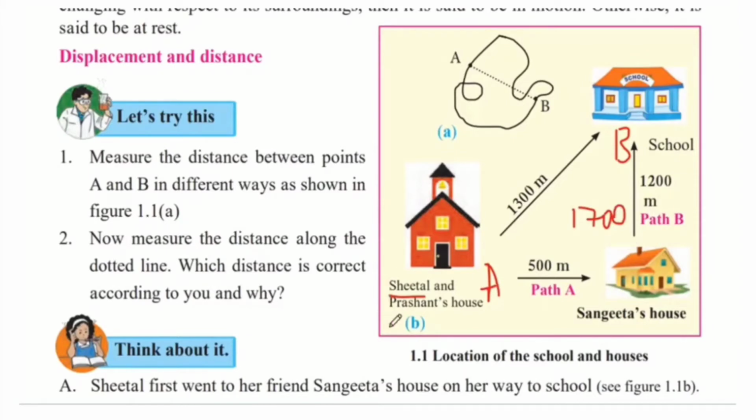But Prashant went from A to B directly. So the distance travelled by Sheetal would be 1700, but the displacement would be the direct line joining A and B, that is 1300. So displacement is the minimum distance that you can travel in order to go from the starting point to the ending point, and in this example it is 1300.